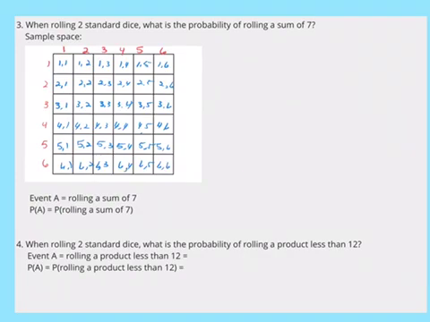Total of 36 possibilities there. And then I want to look at event A, which is rolling a sum of 7. So we need to figure out how many outcomes are going to give us a sum of 7. If I look here, I can see that 6, 1 would give us a sum of 7, 5, 2, 4, 3, 3, 4, 2, 5, and 1, 6.